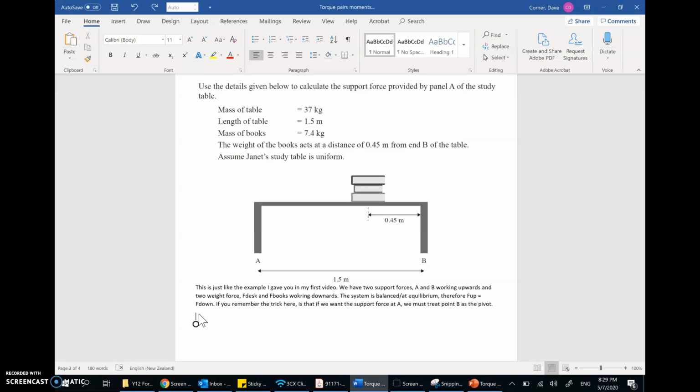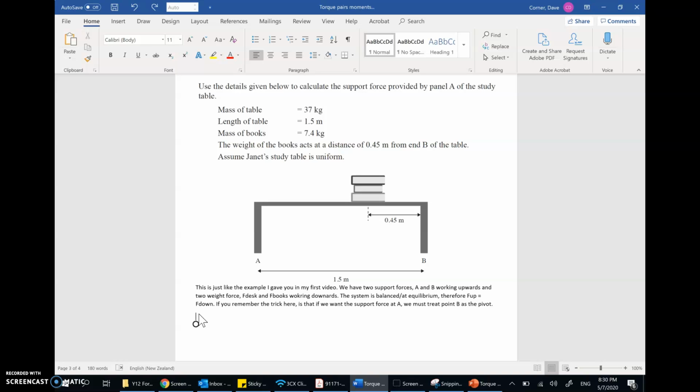The weight of the table, as I mentioned in the other video, is said to act from its center because it's a uniform table. Half of the table slab is supported by support force A, half of it's supported by support force B. So when we're treating it in a calculation, we divide its total distance by 2, and that's how we work out where the force acts to create the torque.